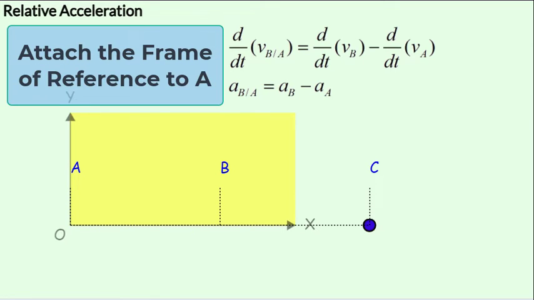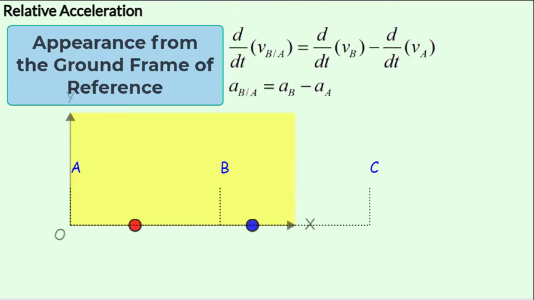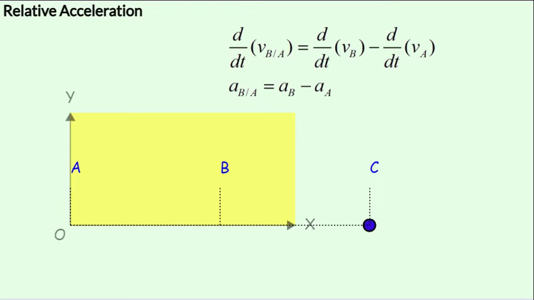Let's begin by attaching the frame of reference to A. This is as witnessed by the observer from the ground frame of reference. But what we would like to do is to visualize this from the eyes of A, the observer. So we need to rewrite all the motion equations where the observer A is moving and not stationary on the ground.